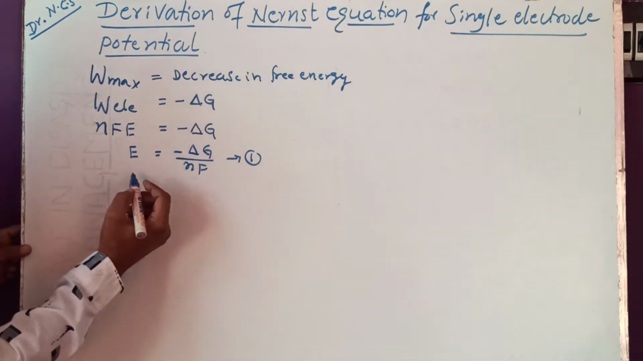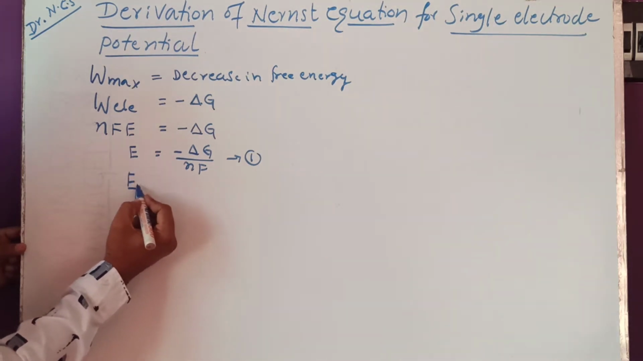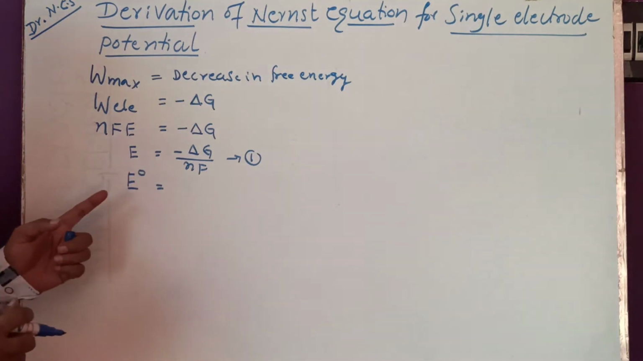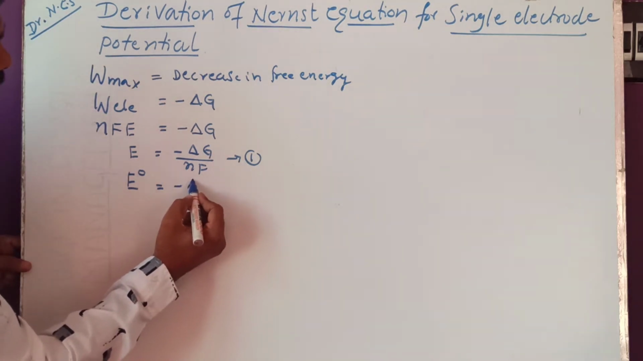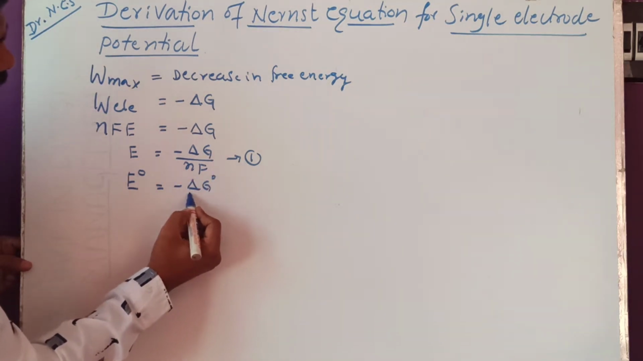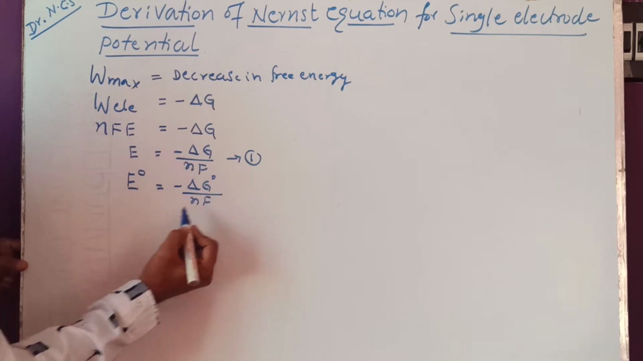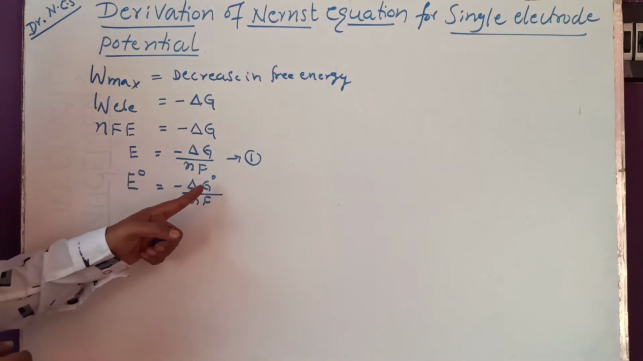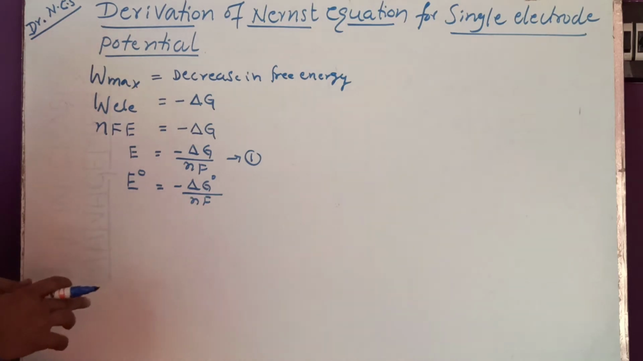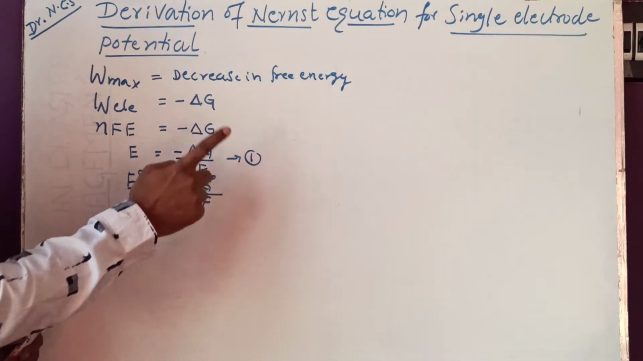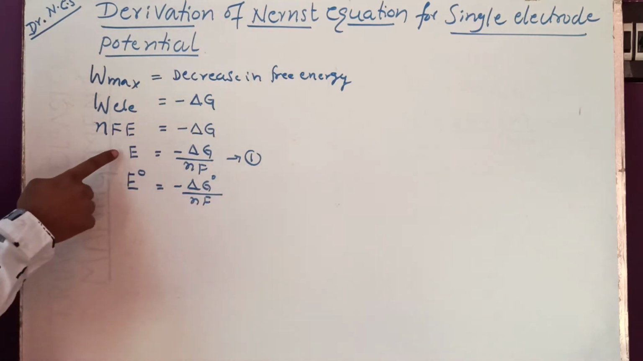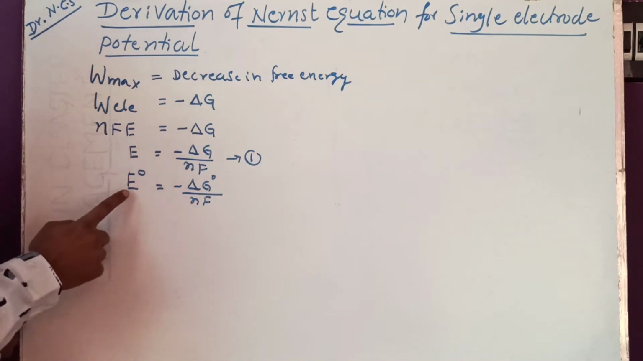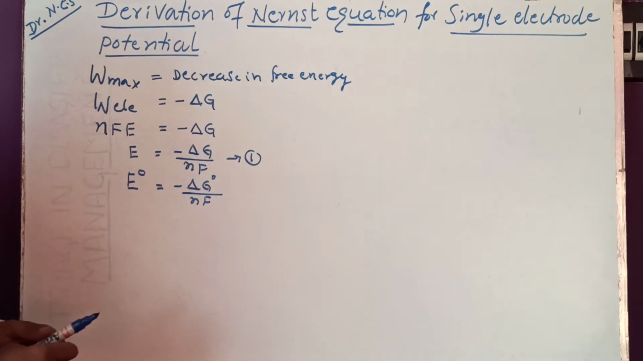Under standard conditions, E0 is equal to, what is E0? E0 is standard electrode potential, which is equal to minus delta G0 divided by nF. What is G0 here? G0 is standard free energy. Delta G is the free energy. Delta G0 is standard free energy. E is electrode potential and E0 is standard electrode potential at standard conditions.